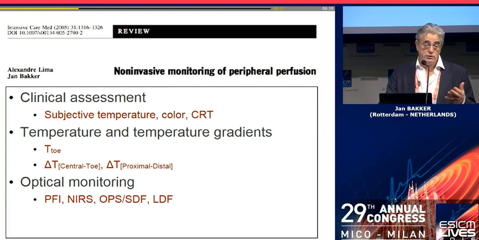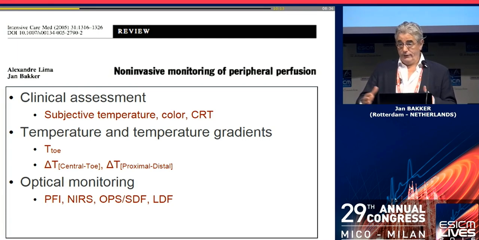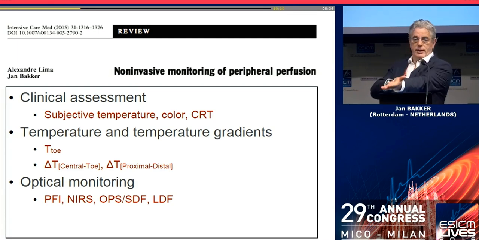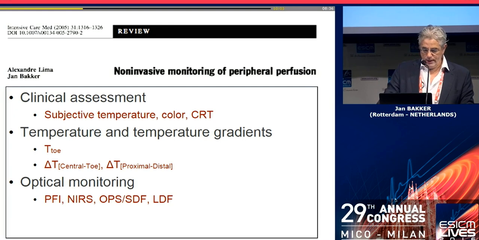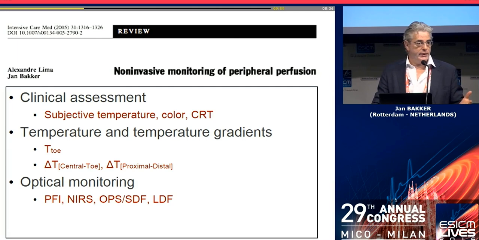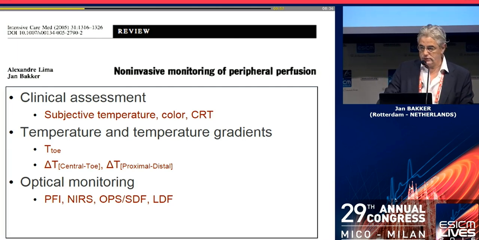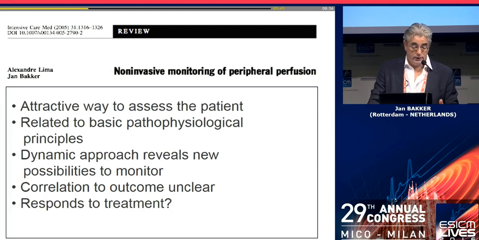All these are, of course, influenced by room temperature, so maybe biased. And therefore, maybe the proximal to distal, so a temperature probe here and a temperature probe there. And this is very well validated to be related to blood flow. And then you have the optical monitoring, like the perfusion index that you find in Philips monitors and Masimo monitors, near infrared, hardly available anymore. And then you have the OPS, the SDF, or the new generation, the Cytocam, to actually visualize the microcirculation and look at it.